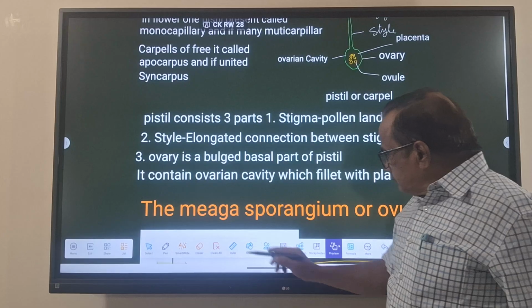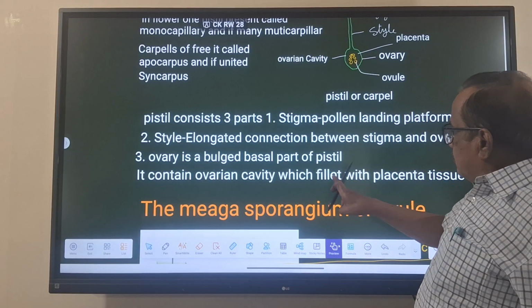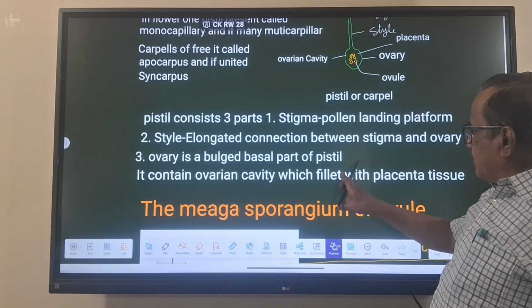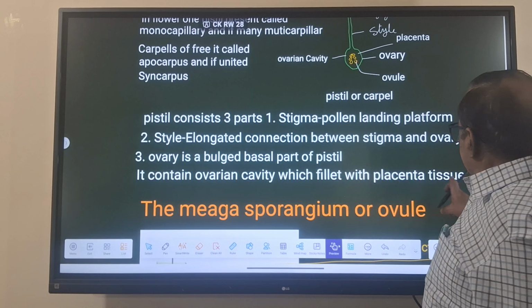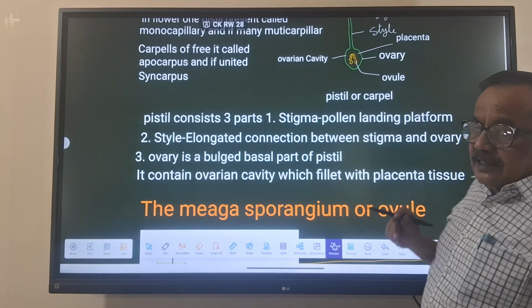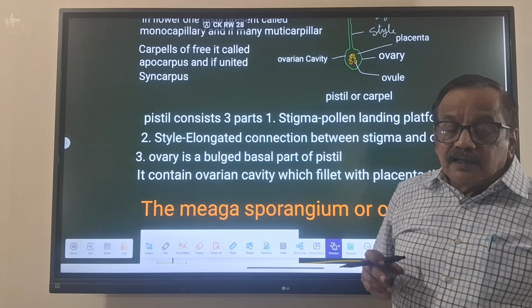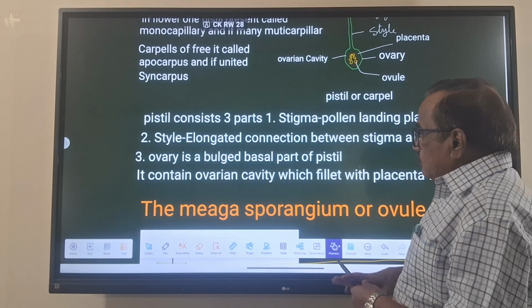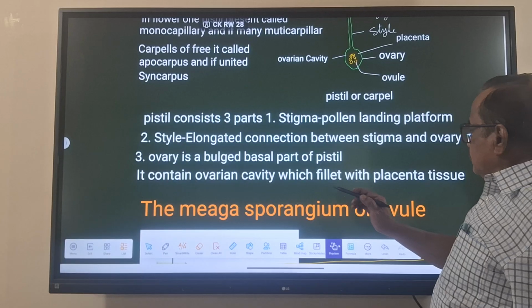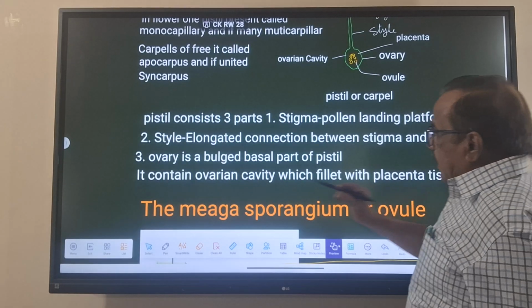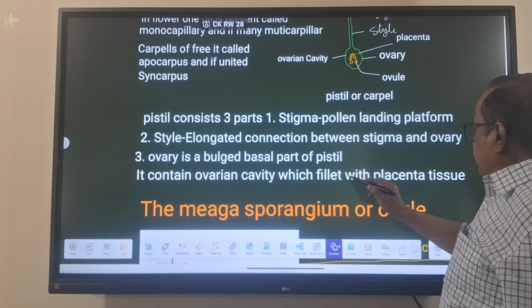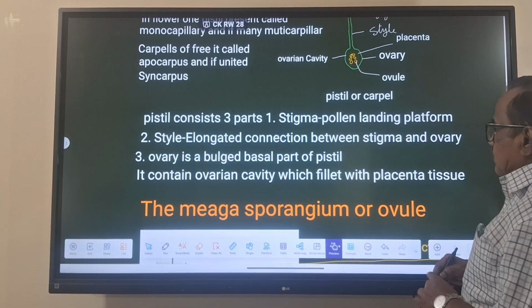It will be filled with the placenta tissue. The placenta tissue, where is it present? In the ovarian cavity. And it contains the ovarian cavity, which is filled with the placenta tissue.